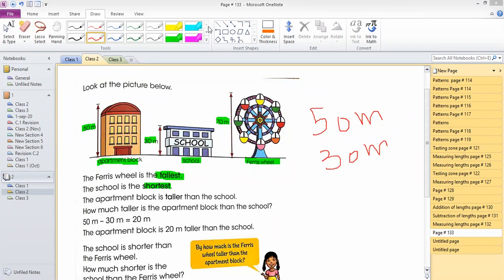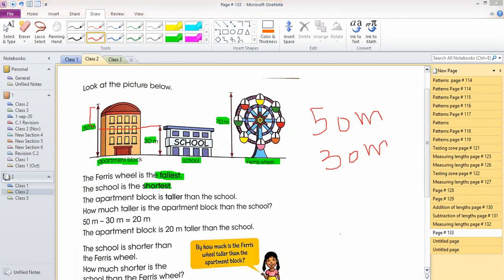Okay, look, for finding out how much taller, what will you do? You will find out that height. 30, 30 same. What is the difference? You will find out the difference. 50 minus 30. For that you will do subtraction. Very good.